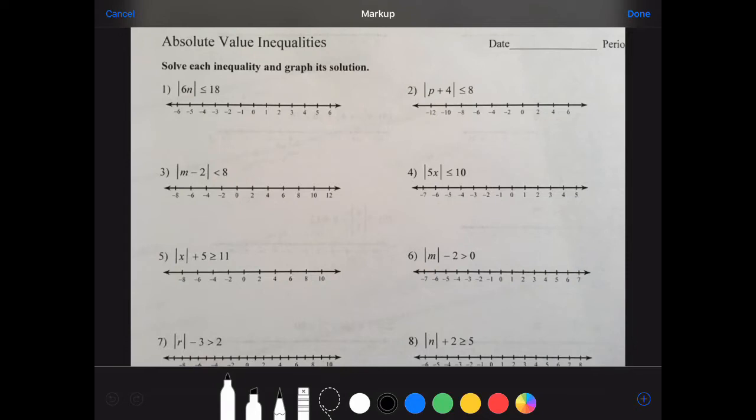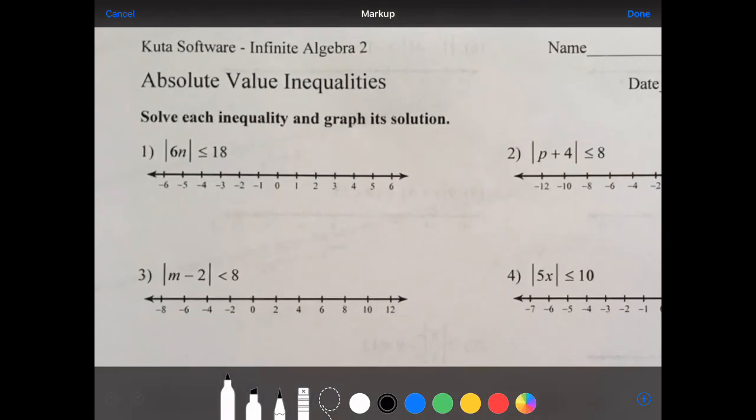Okay. If you had no problem doing this last time, I still encourage you to watch the video just to make sure you're doing this correctly. All right, let's start off with some of the odd problems.